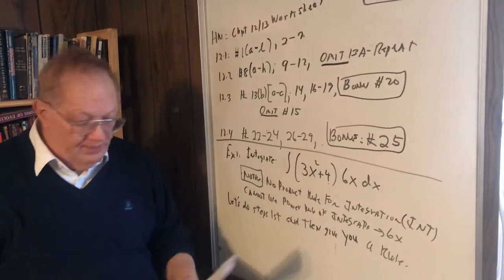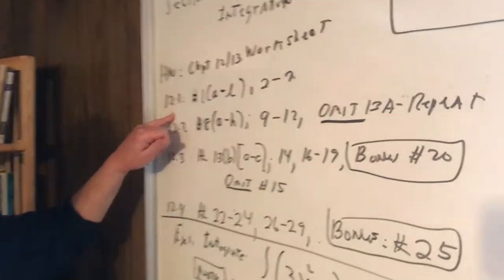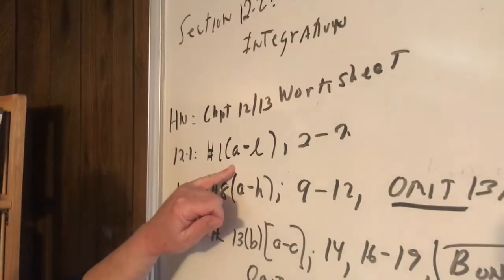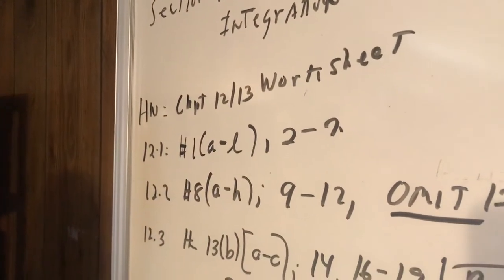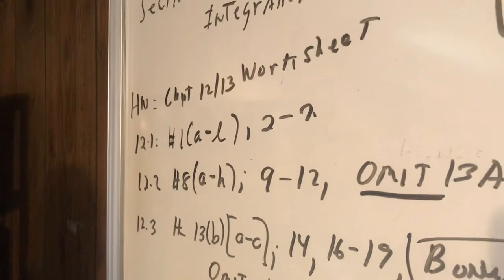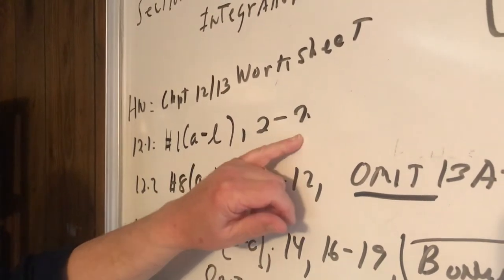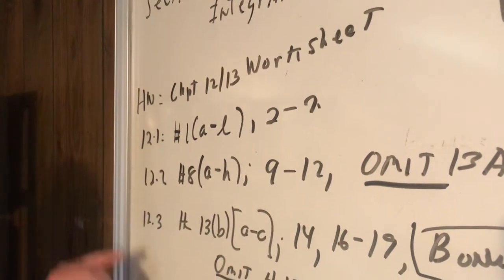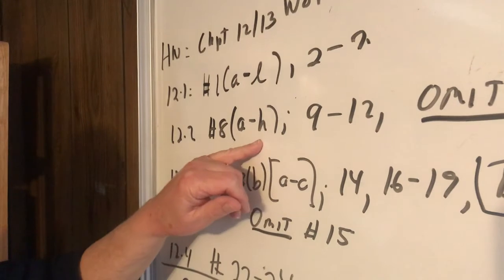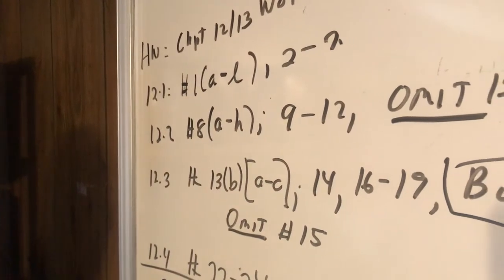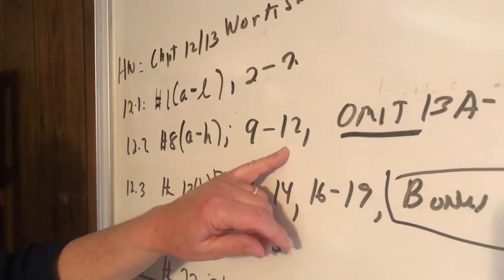Okay, first of all, some things about Section 12.1. The homework on here is number 1, A to L. Those are integration practice, which you're going to need to learn this. And then you'll do practical questions 2 to 7. Section 12.2, number 8, A to H. This is the chain rule of integration practice. Then you'll do 9 to 12.